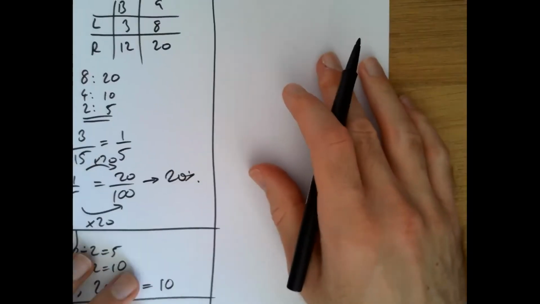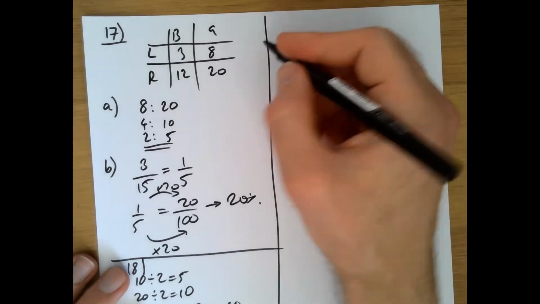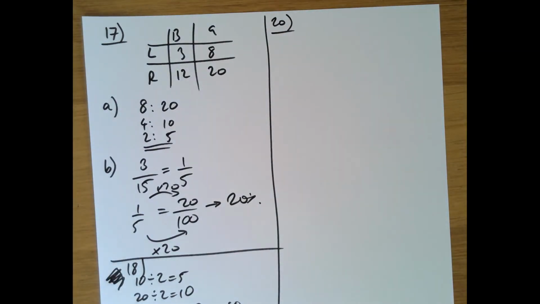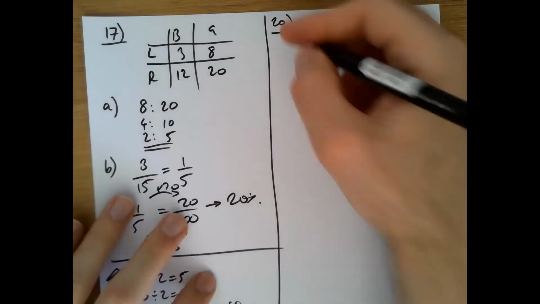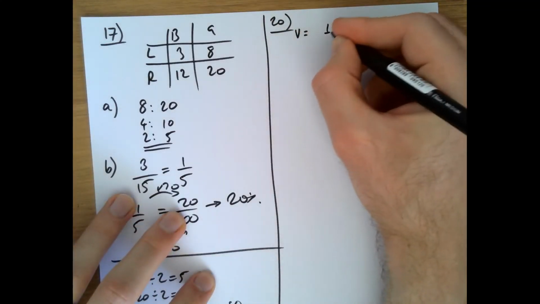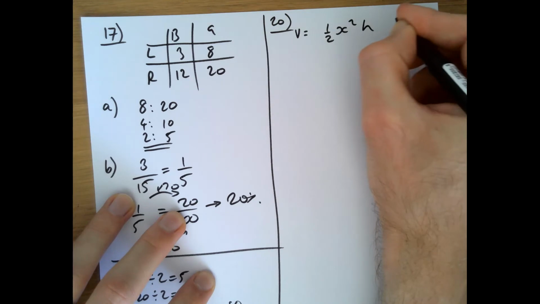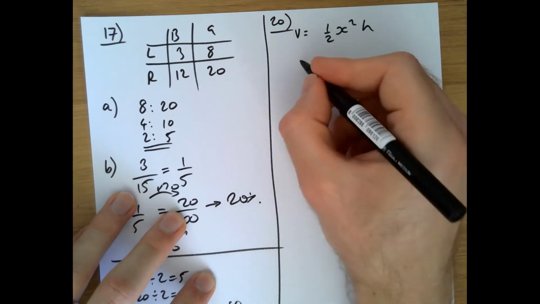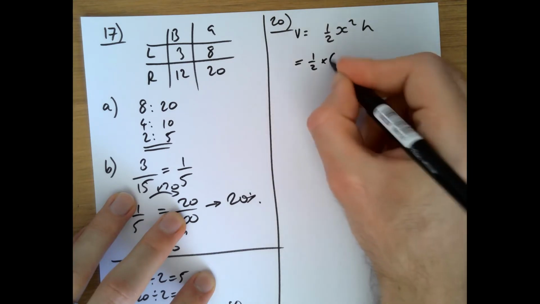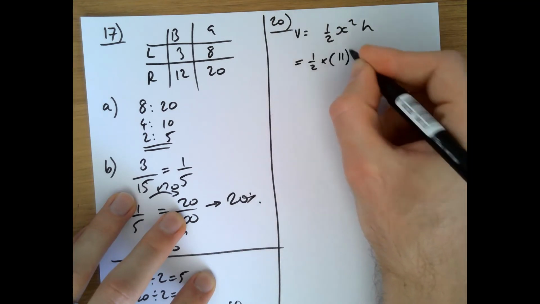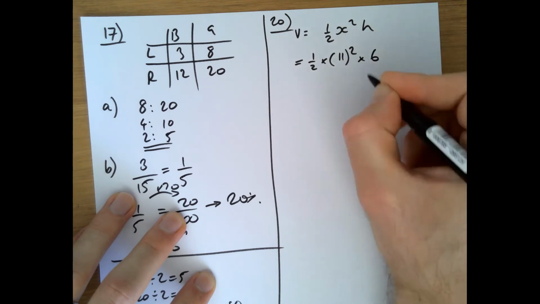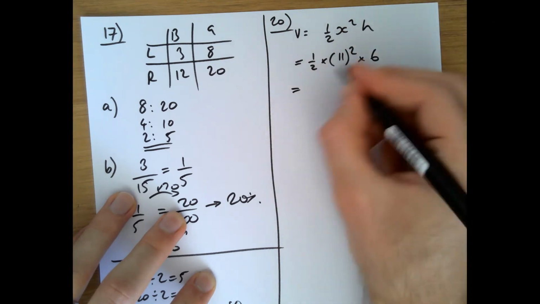Okay, up here then. So what have we got? Number 20. Unless there's another part. Blah, blah, blah. Right, so we've got V equals half x squared h. Work out the value of V when x is 11. Funnily enough, you get 1 mark for just doing this. Half times 11 squared times 6. So we've just substituted those numbers in, and then you just got to work it out.